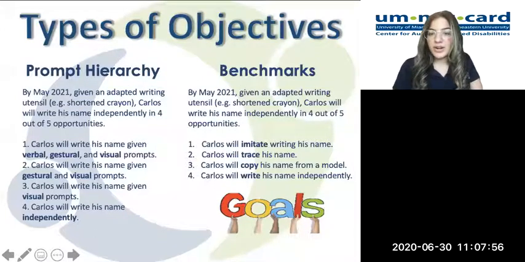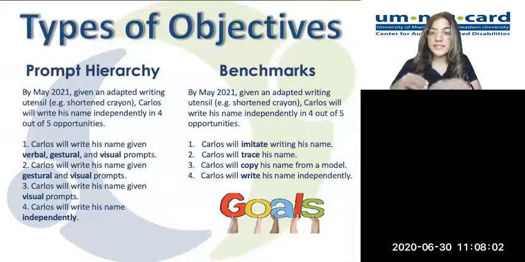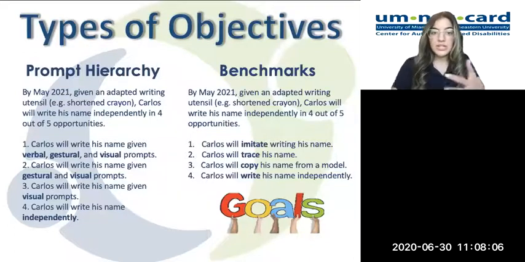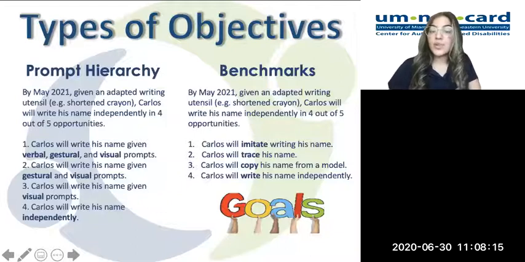A benchmark, however, is a little bit different because the way I describe it is it works on different skills that build upon each other to meet that goal. So when we have the same goal of May 2021, Carlos will write his name independently, we see that the first objective here is Carlos will imitate writing his name, which means like a teacher model. So it's still prompted. Then we see Carlos will trace his name.